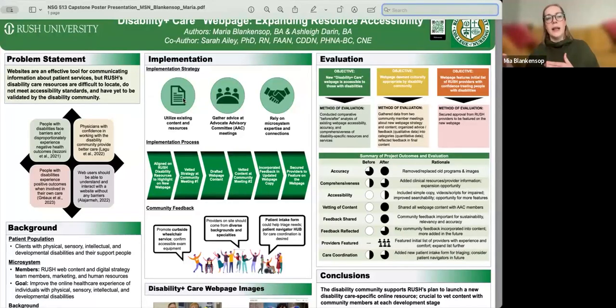Finally, on the provider side, physicians who have confidence in working with the disability community just provide better care. So we wanted to see if we could make a connection with physicians at Rush who have confidence and passion for working with the disability community and connect them to those patients. And we really wanted web users to be able to intuitively navigate, understand, and interact with the website that was made for them. It couldn't have any additional barriers.